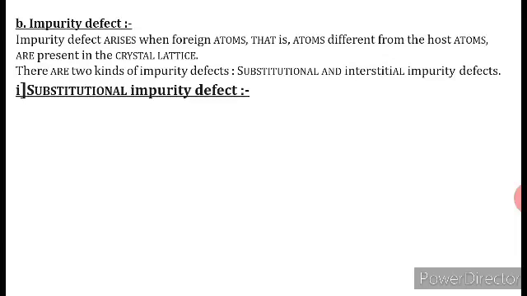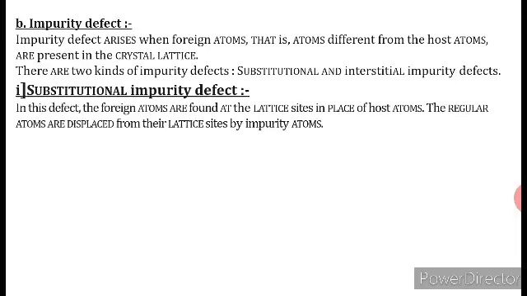For this particular defect, it is compulsory that the host atoms and impurity atoms, meaning foreign atoms, should be comparable in size. They should be of nearly similar size. Only then will this substitutional impurity defect be generated. In this defect, the foreign atoms are found at the lattice site in the place of the host atom. The regular atoms are displaced from their lattice site by the impurity atom.